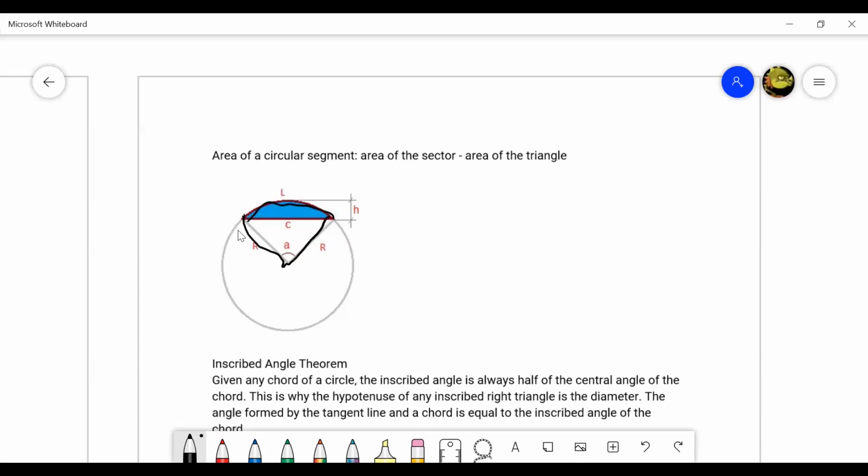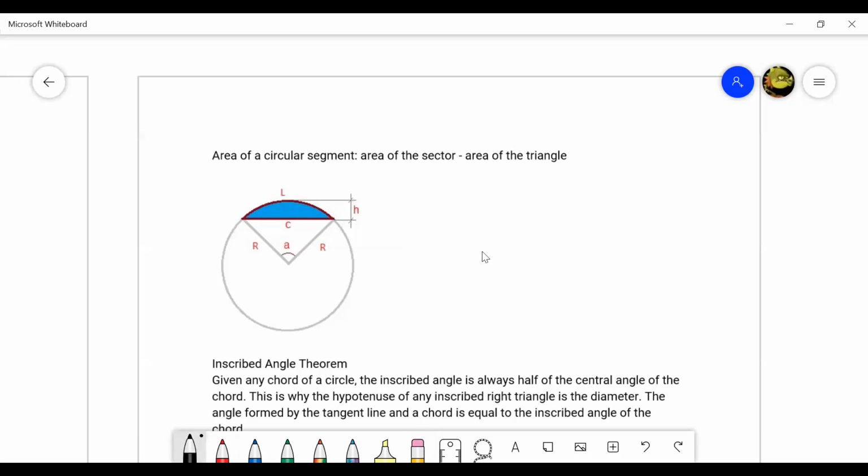You can think of a sector as a pizza slice, and a segment as, I don't know, only the curved part of the pizza slice with that horizontal edge. So we can do an example of this.